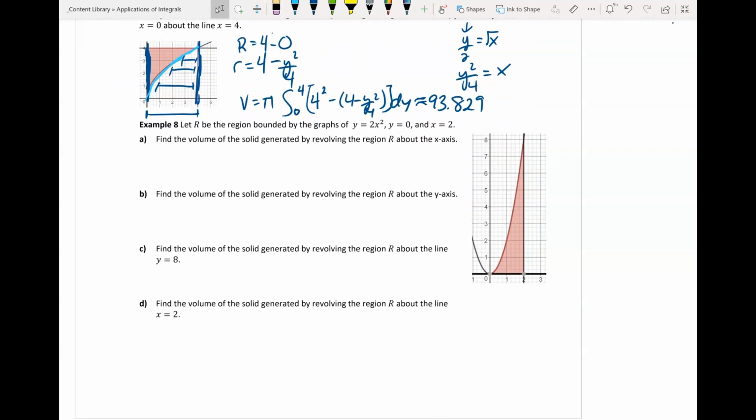Here's the last example. We are going to revolve around the x-axis, the y-axis, the line y equals 8, and the line x equals 2. If we're going to revolve around the x-axis, we can use the disk method here, because there are no gaps along the bottom. That means we're not going to have a hole, so we're using the disk method. R is the top minus the bottom. Our bottom is just 0, so the top is 2x squared.